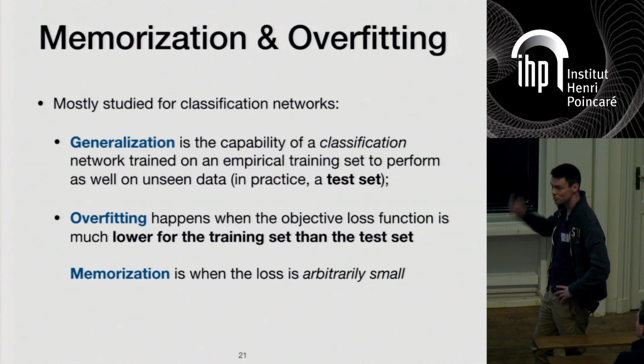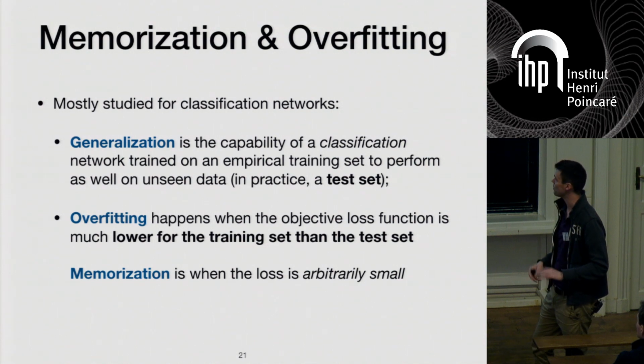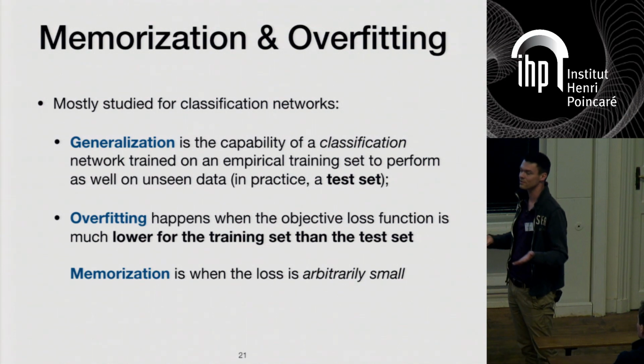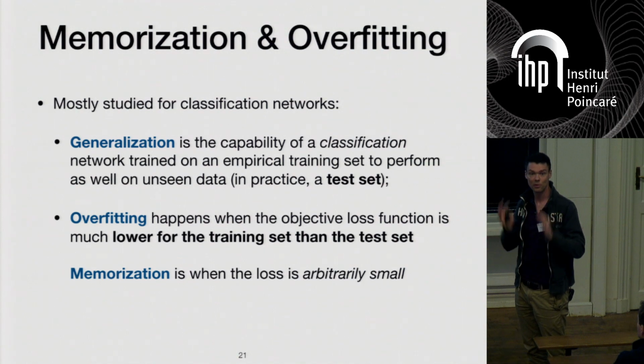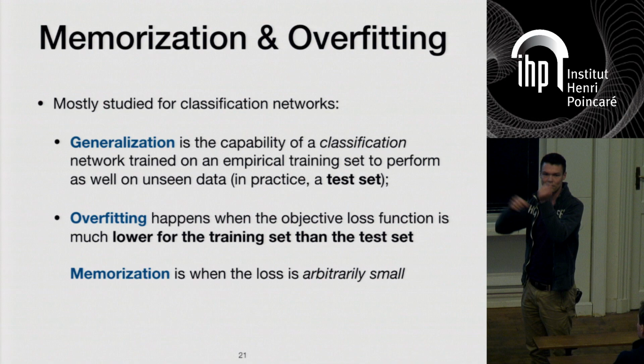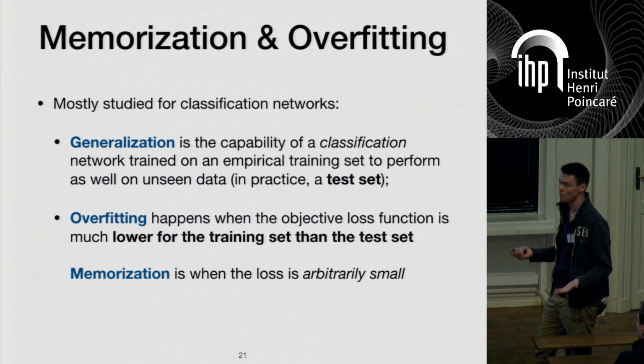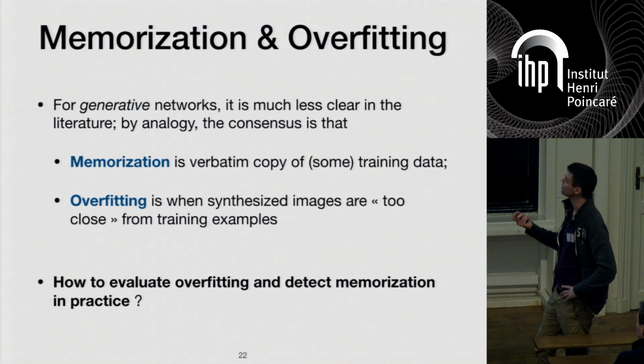So overfitting is just the discrepancy between performance on training and test sets. That's it. And memorization is the more extreme case where we perform perfectly on the training set, but not on the test set. It's what Zhang did with random labels. So it was shown that classification networks are memorizing. So what about generative networks now?